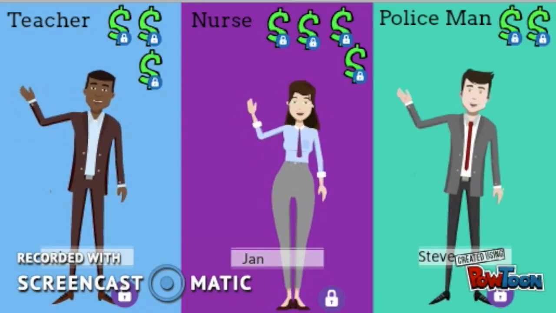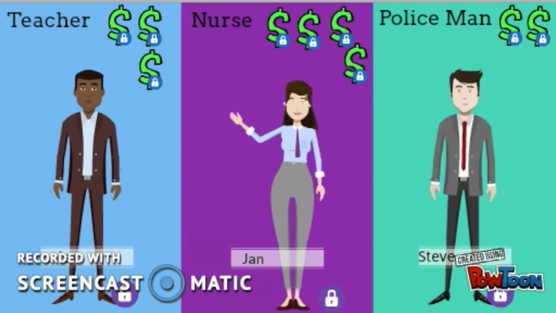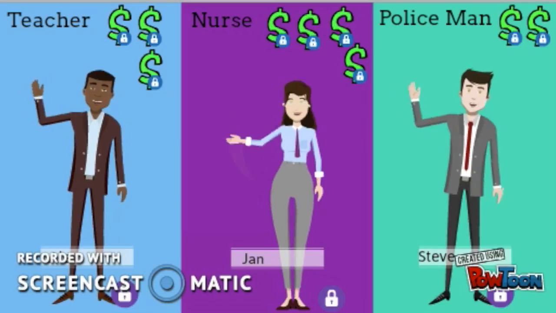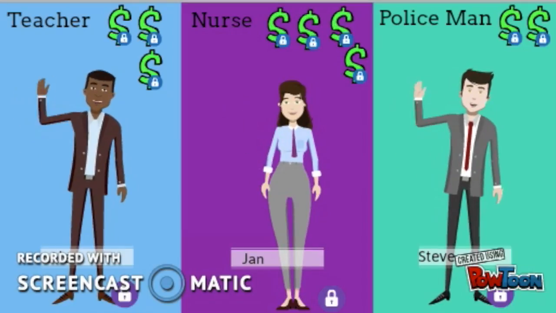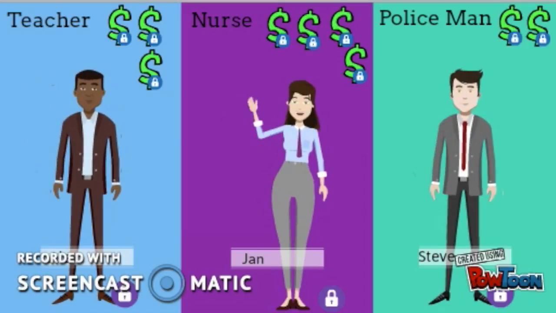Now, with each job, they do different things. A nurse may take care of somebody that is sick, a policeman may be protecting the community, and a teacher may be teaching young students. So each of them do different things, and each of them make a different amount of money.